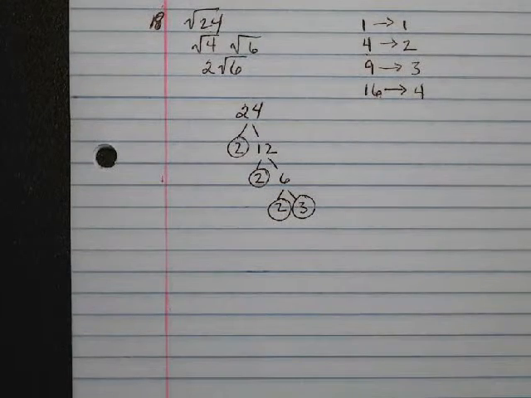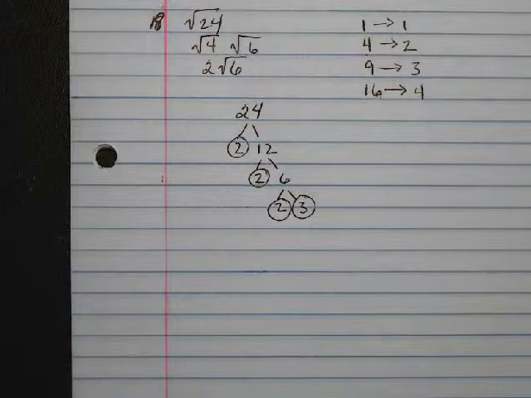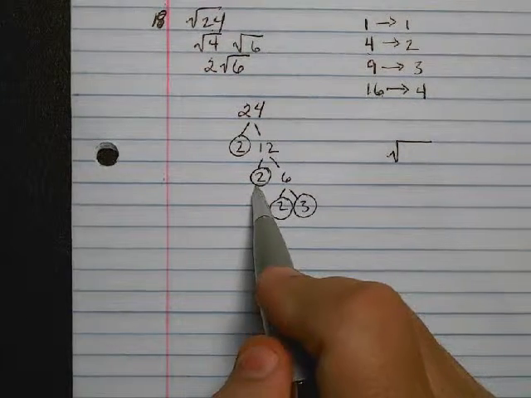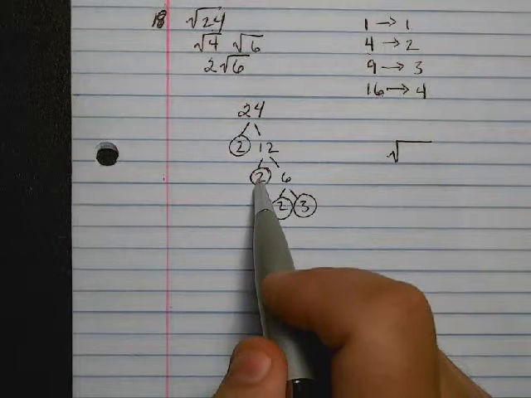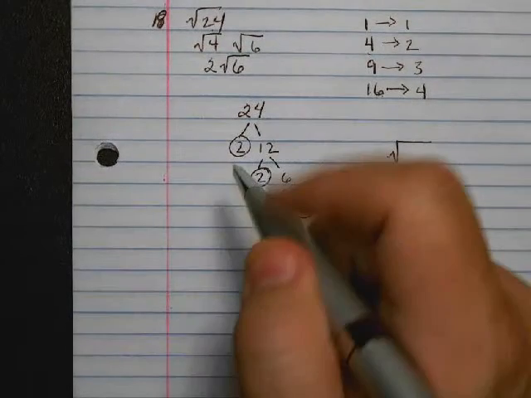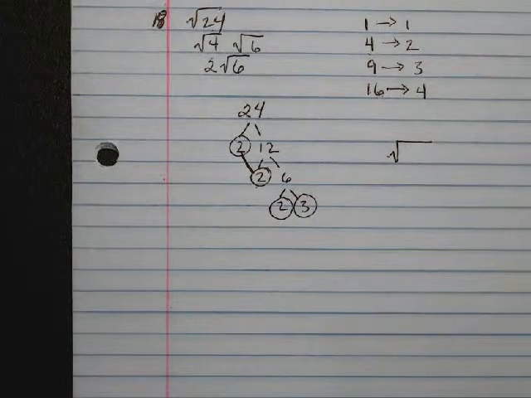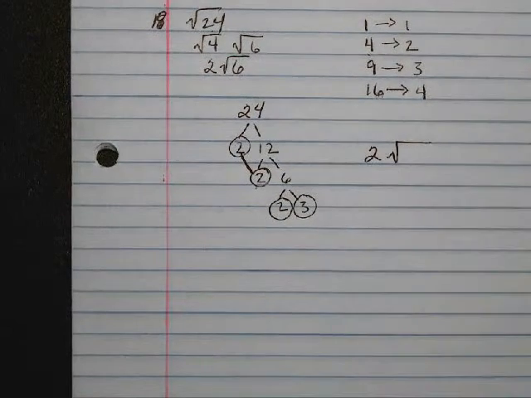Alright, so now how do I tell what goes in and what comes out of the square root symbol? Well, anything that has a pair. Think of it like a dance. You have to go to the dance with a date. So these two can go together because they have a date. They can go to the dance. They come out as a 2.